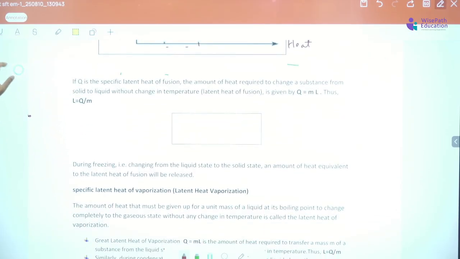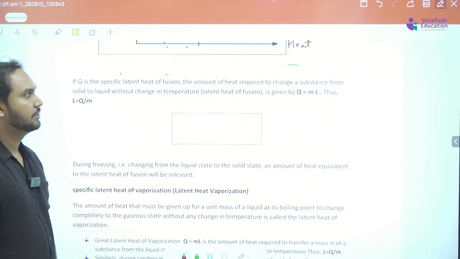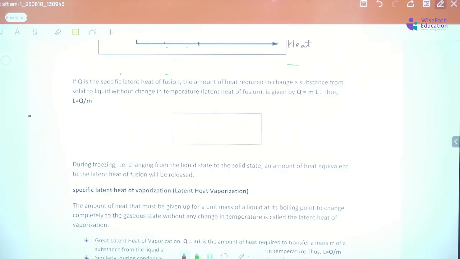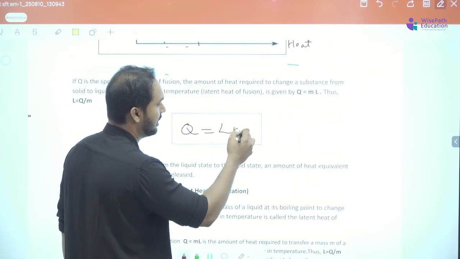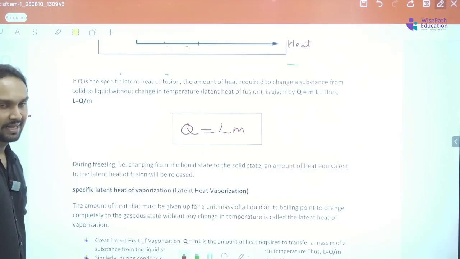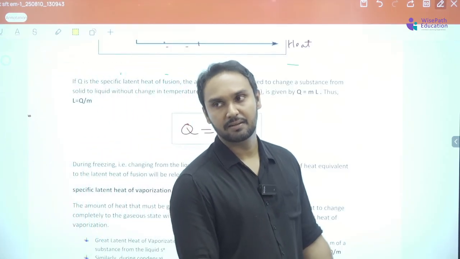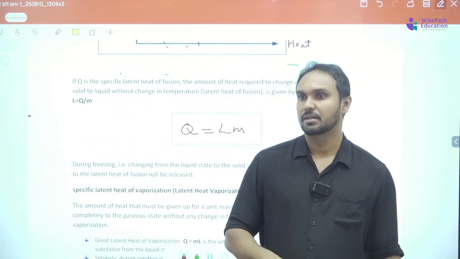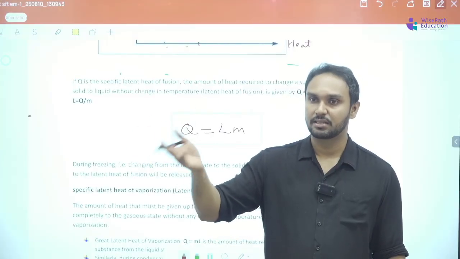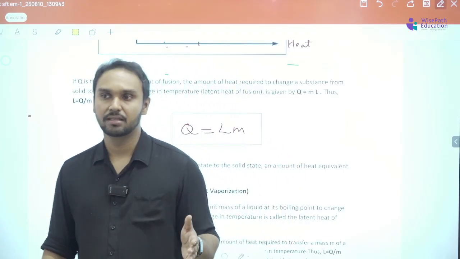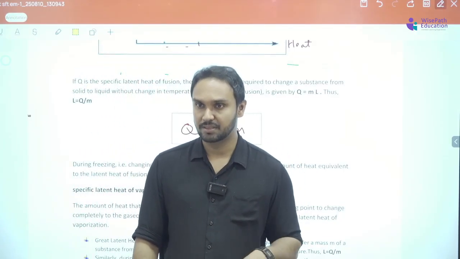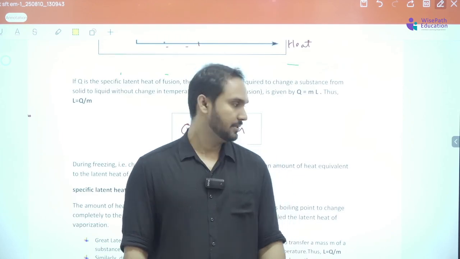If Q is the specific latent heat of fusion, the amount of heat required to change a substance from solid to liquid without change in temperature, latent heat of fusion, is given by Q equals ml, thus L equals Q over M. Now it's the same equation, but Q equals L M, right? Same equation. So only the L changes. If it is fusion, L has a different value, and if it is vaporization, L has another value, right? Because depending on the change of state, and depending on the material, the substance, the L will change, right? Okay.